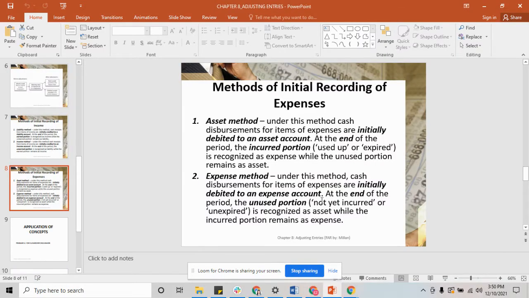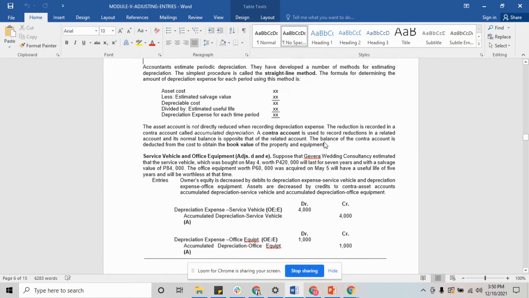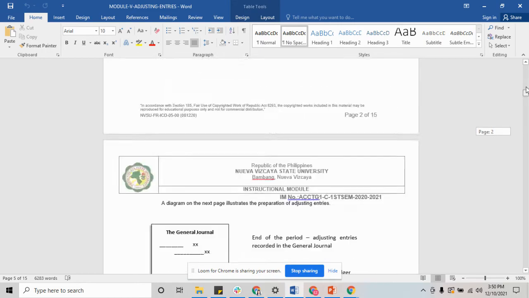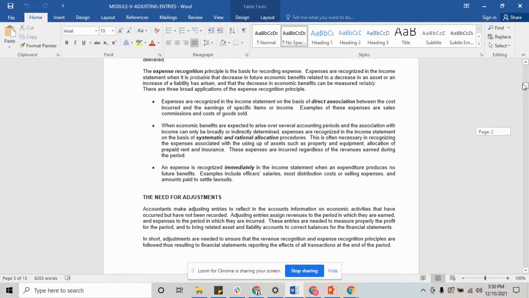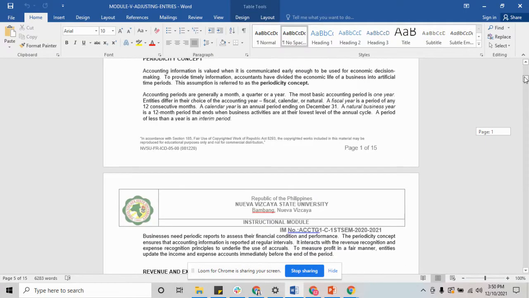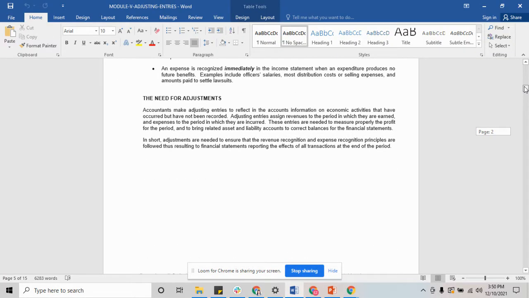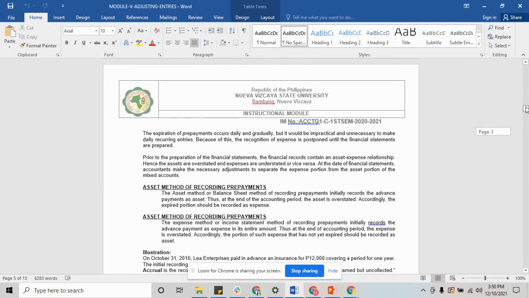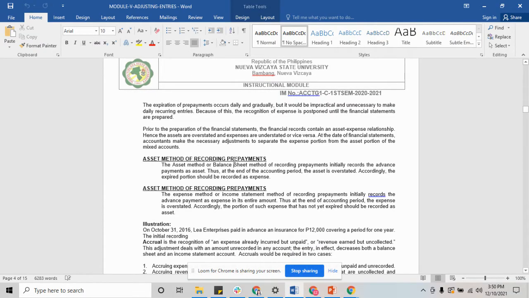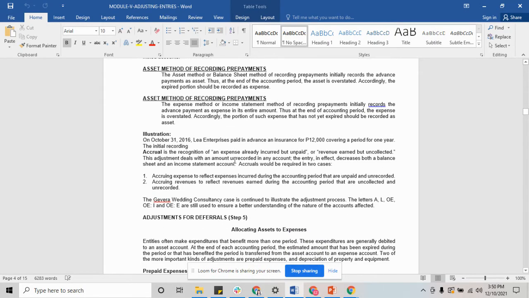So let's check the module that was given to you para makita natin yung mga examples. Okay. So you may read the introduction and the basis sa first part ng module nyo. Okay. Ito na yung asset method and the expense method.